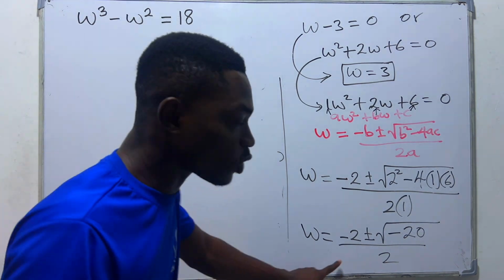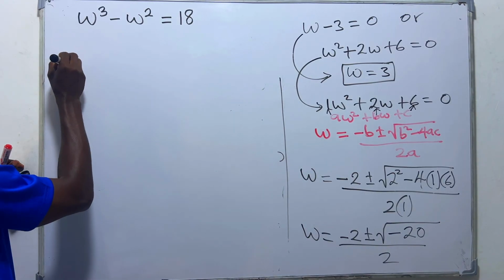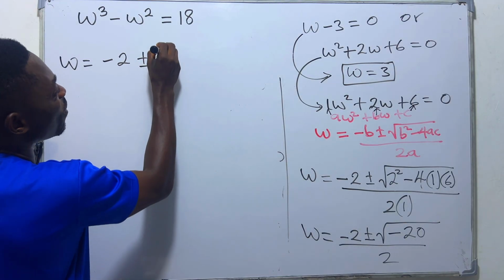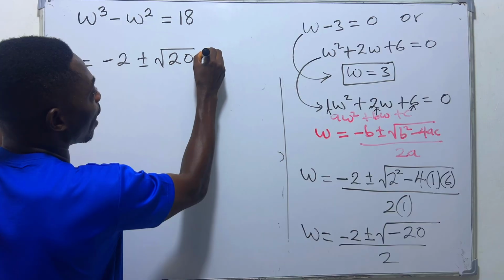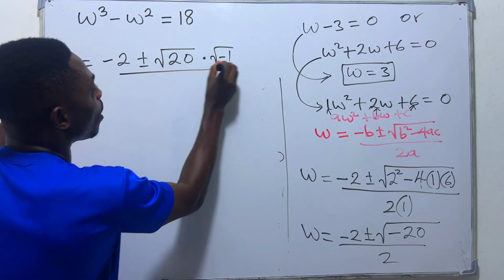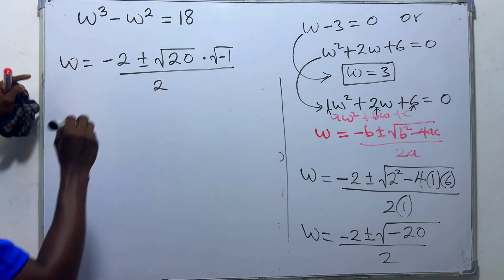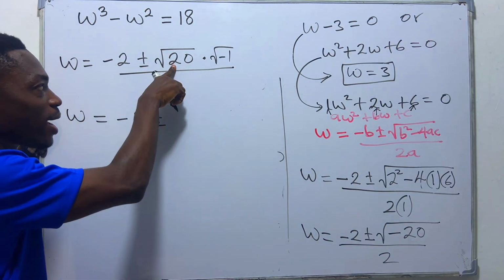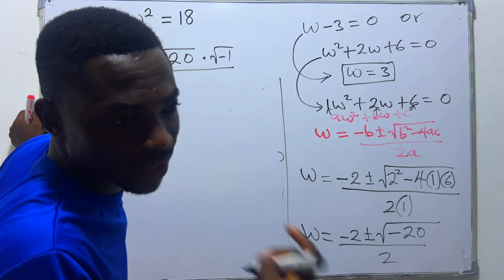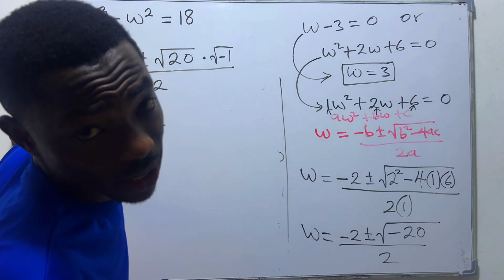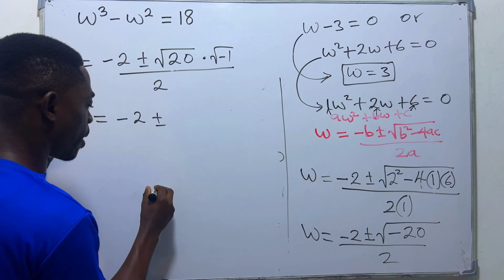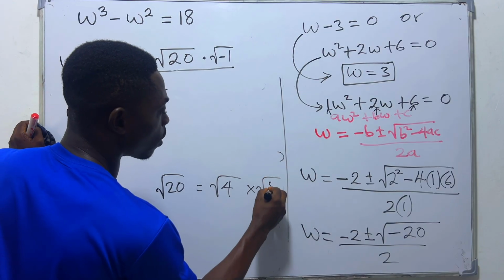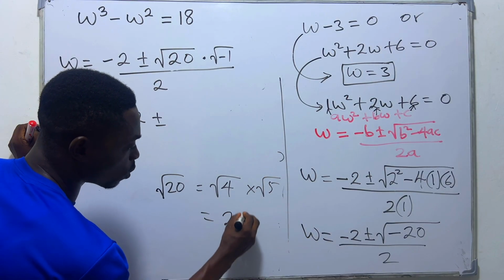So I think the easiest way to handle this situation is going to be something like this. We have w is equal to negative 2 plus or minus the square root of negative 20, which will be positive 20 times the square root of negative 1, all divided by 2, right? And this right here is going to give me w is equal to negative 2 plus or minus. Now this right here is like positive 4 times 5, which gives us positive 20, right? And the square root of that. So this is what I mean. The square root of 20 is the same as the square root of 4 times the square root of 5. And this will give us 2 square roots of 5.